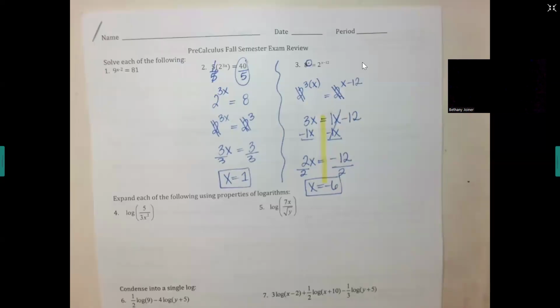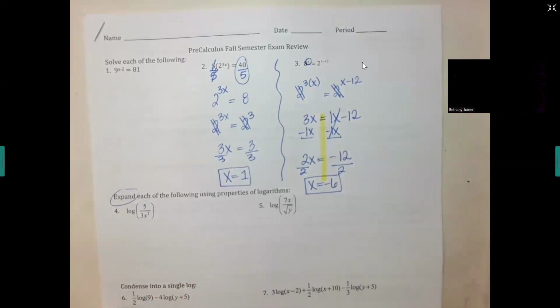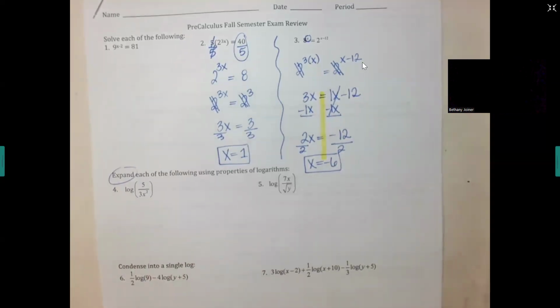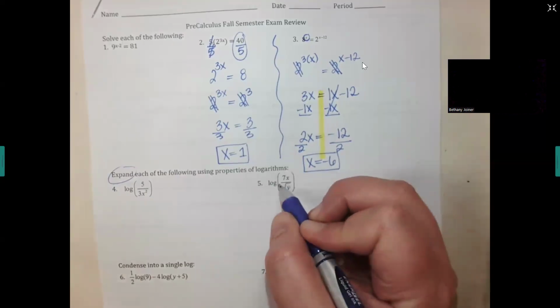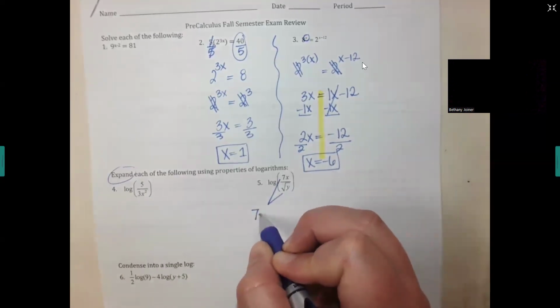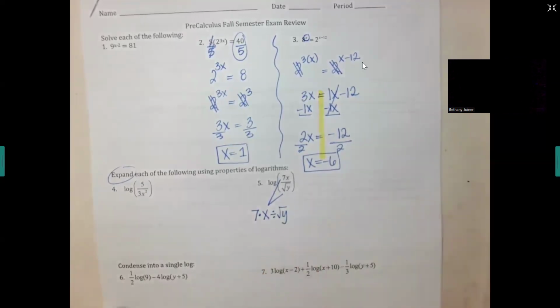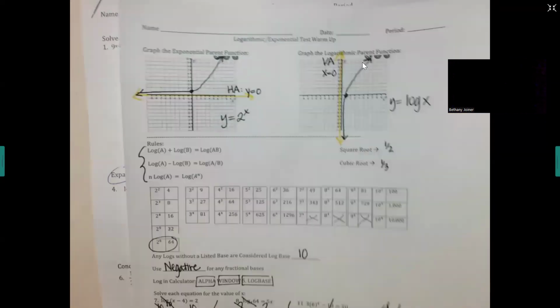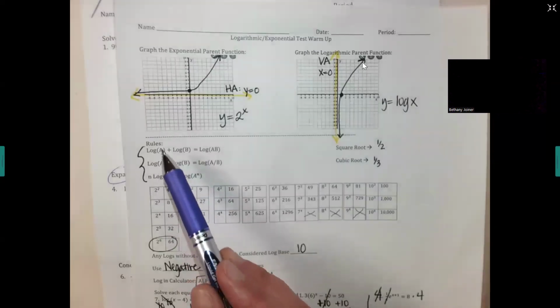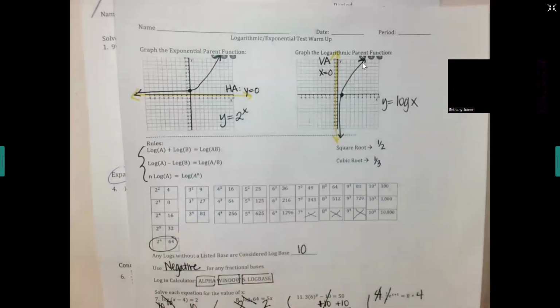All right, so let's jump down to number 5, please. In number 5, you're asked to expand the single log using your properties. The first thing that I notice is that right now I have a 7 multiplied by an x and then divided by a square root y. So remember that when you are separating logs, multiplication is going to split by addition, and division will split with subtraction. If you want to peek back at this sheet, you have all those rules right here. Hopefully you didn't throw this away, but if you did, you can find it on Schoology.